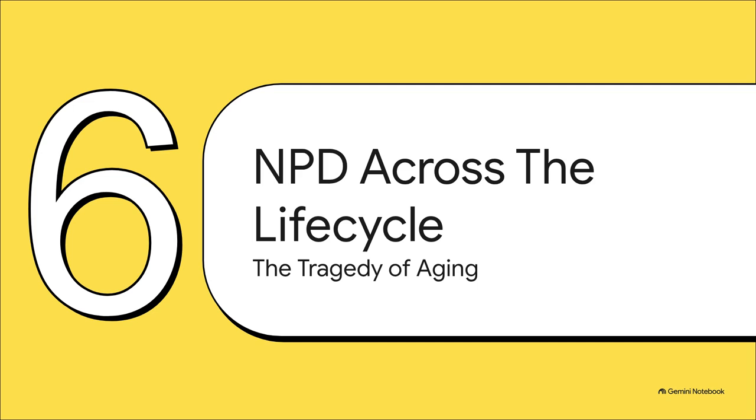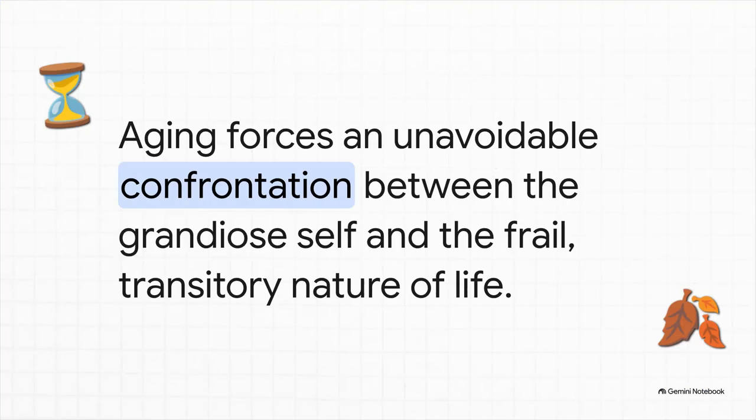Finally, we arrive at Section 6, NPD across the life cycle. We need to look at the tragedy of aging. Here is the harsh reality. The narcissistic defenses that worked so beautifully in their youth inevitably begin to fail. As youth, beauty, and early career success start to fade, these patients face an unavoidable crisis.